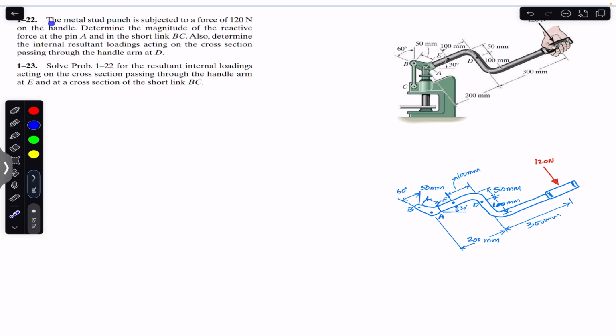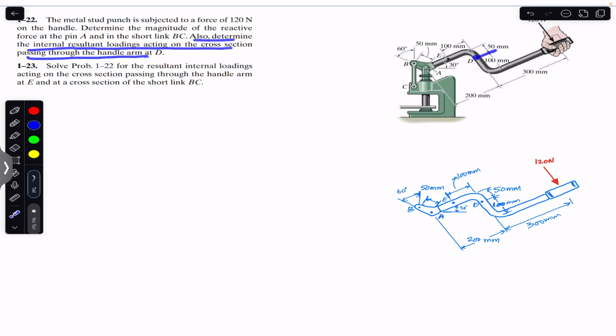Now we are going to solve these two problems, which say that the metal stud punch is subjected to a force of 120 Newton on the handle. Determine the magnitude of the reactive forces at pin A and in the short link BC. Also determine the internal resultant loadings acting on the cross-section passing through the handle arm HD.